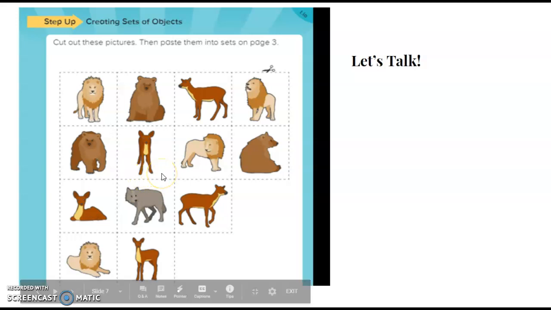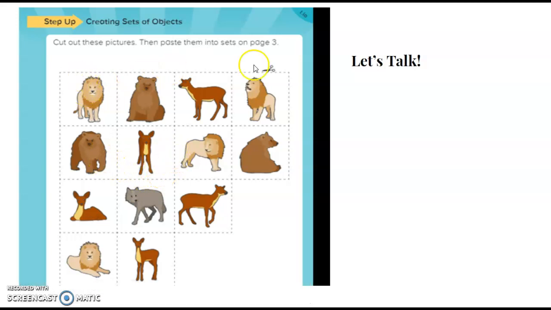Also, another way we could have grouped them is we could have put all the meat eaters together, which would have been the lions and the wolves. They are meat eaters. We could also put all the deer together because they're all the plant eaters. And then the bears actually eat both. They're called an omnivore and they eat both meat and plants.